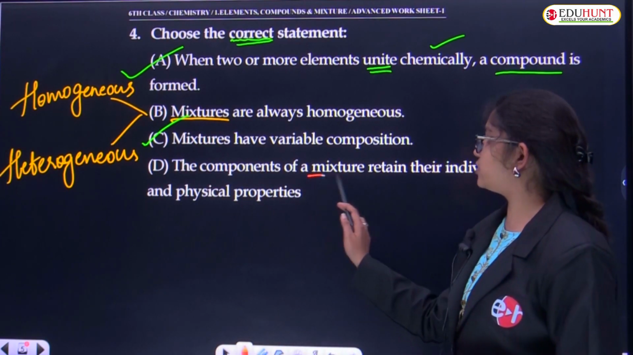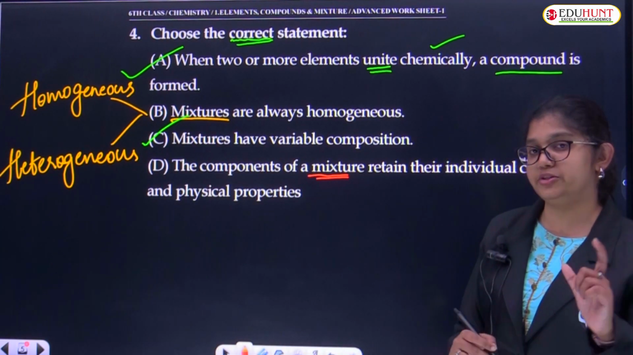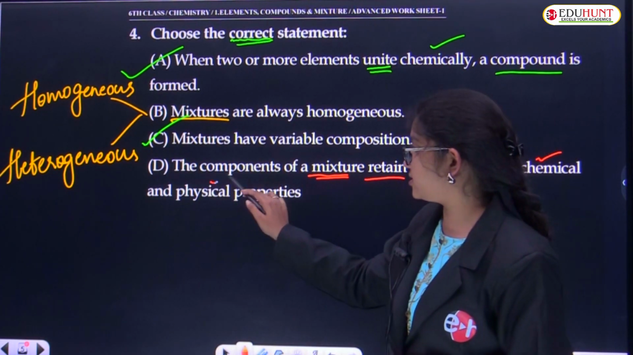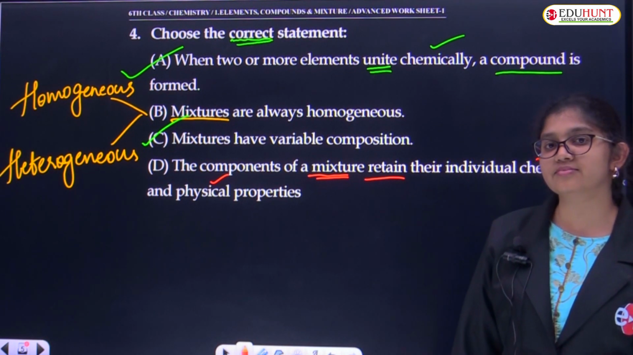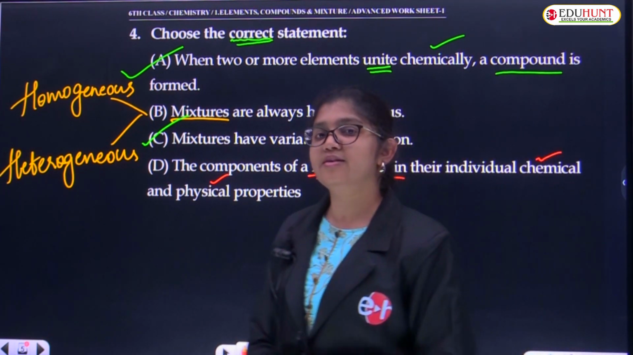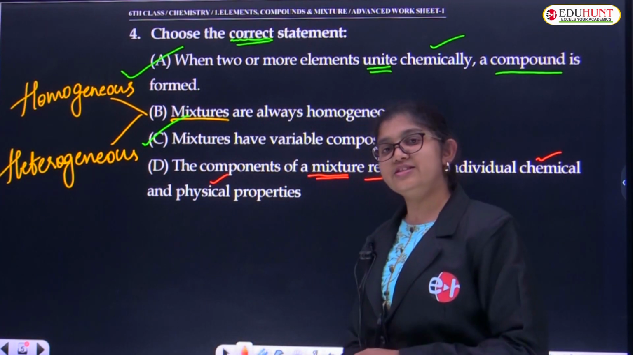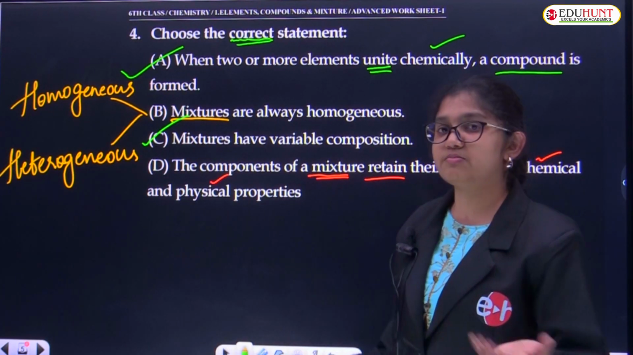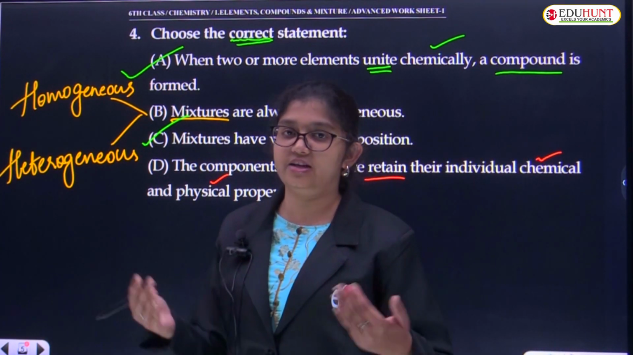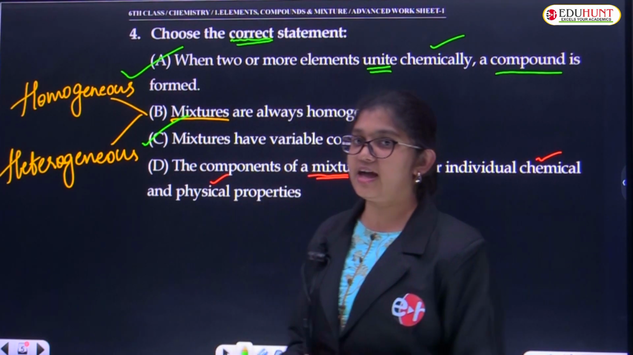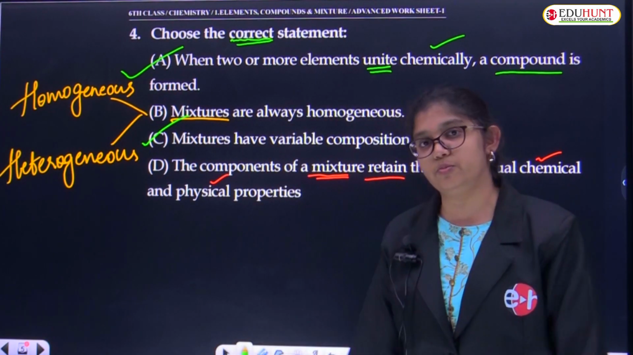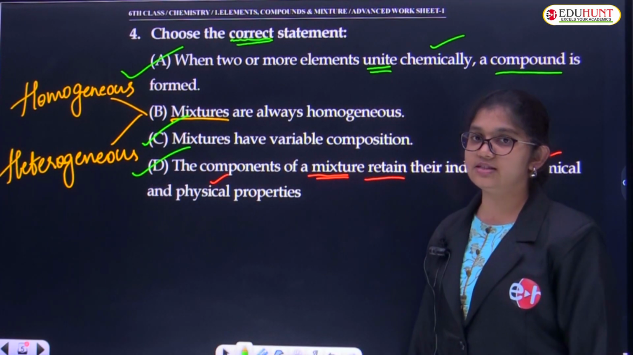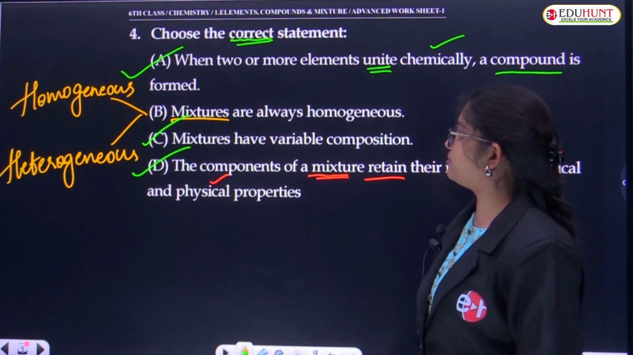The components of a mixture retain their individual chemical and physical properties. Is it true, children? How many of you said it's true? Very good. Mixtures retain the individual physical and chemical properties because they don't mix chemically. There is no chemical bond present in the composition of a mixture. Hence, they have their individual chemical and physical properties as usual. Option D is also right. The correct options are A, C and D. B is an incorrect statement.